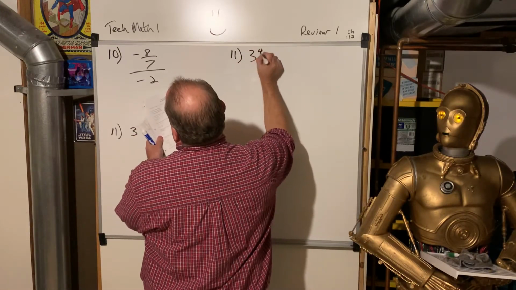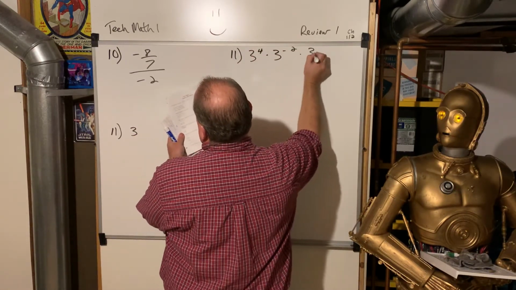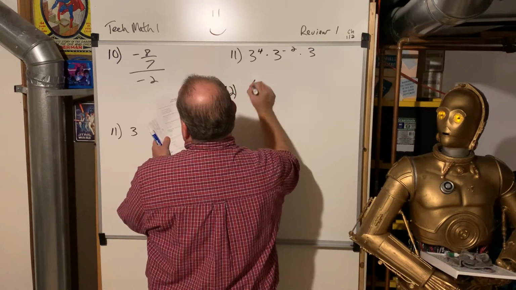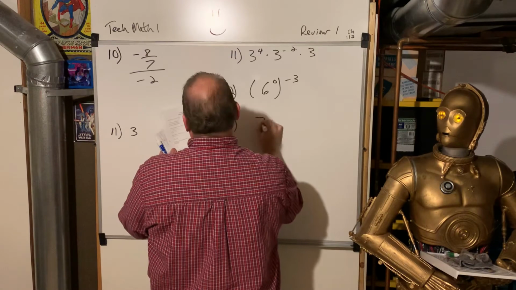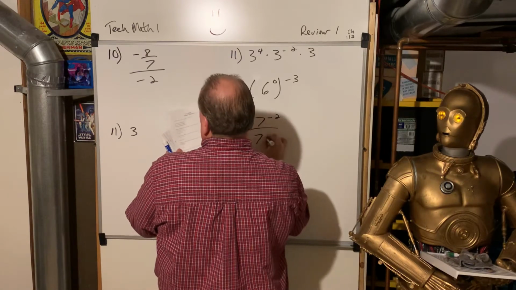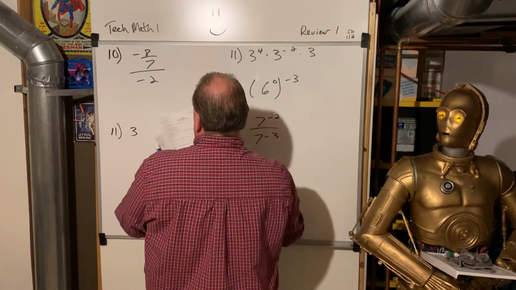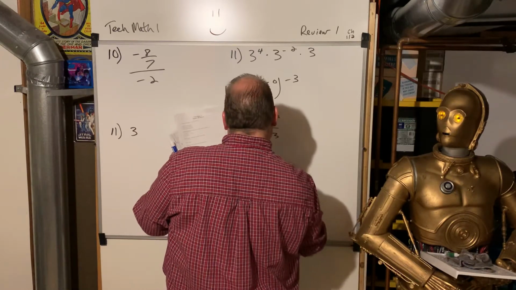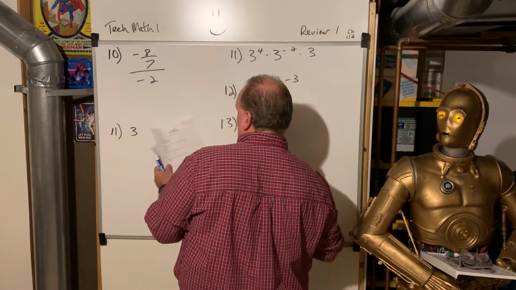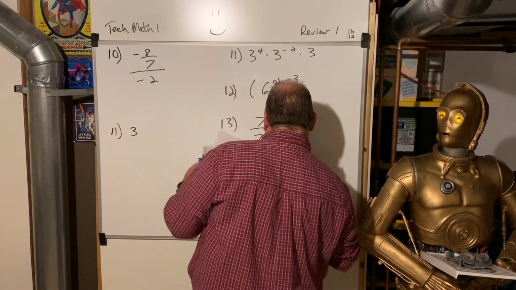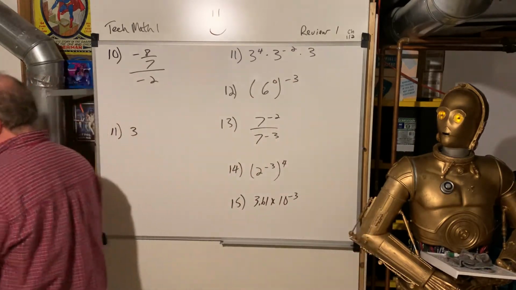3 to the 4th times 3 to the negative 2 times 3. 12 is 6 to the 0 power and the negative 3 power. 13 is 7 to the negative 2, 7 to the negative 3. 14 is 2 to the negative 3rd power raised to the 4th power. And 15 is 3.61 times 10 to the negative 3. All right, so let's take a look at these.